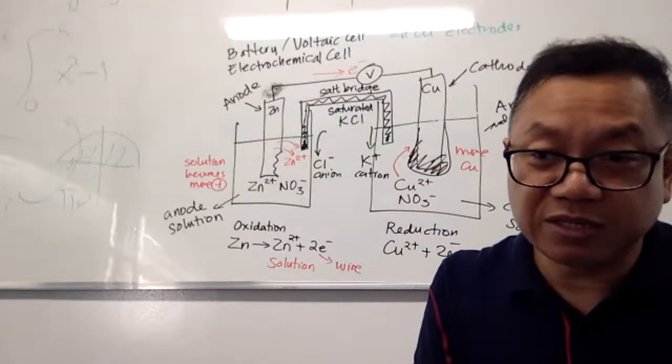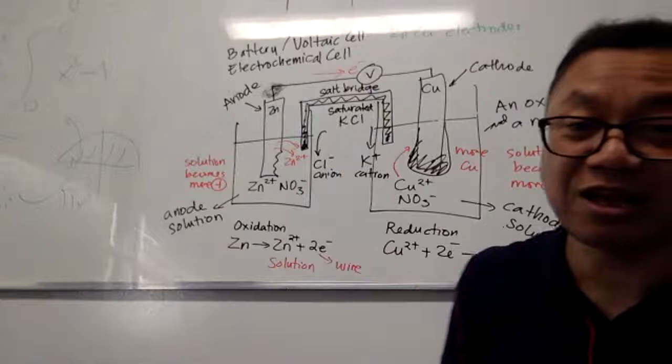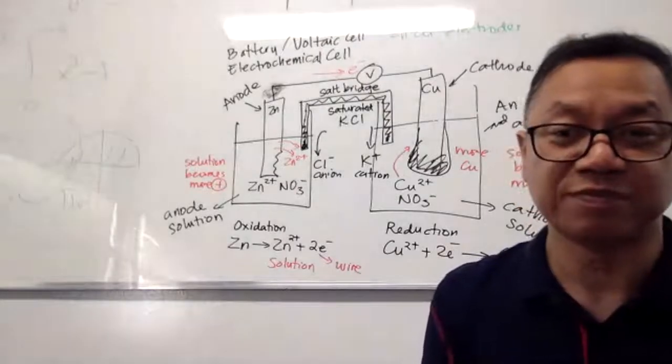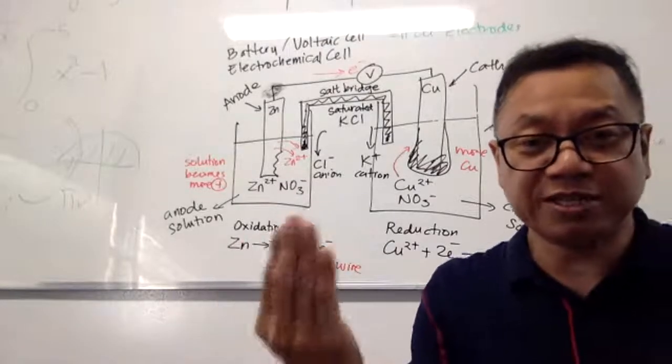What is the word written in green in the top right? Zinc and copper electrode. They are called electrodes. So there is a difference in potential.